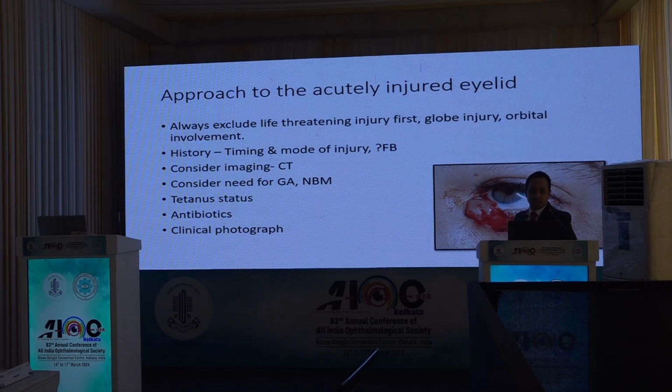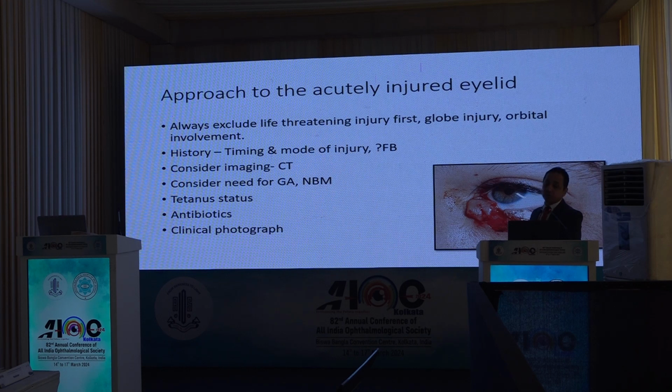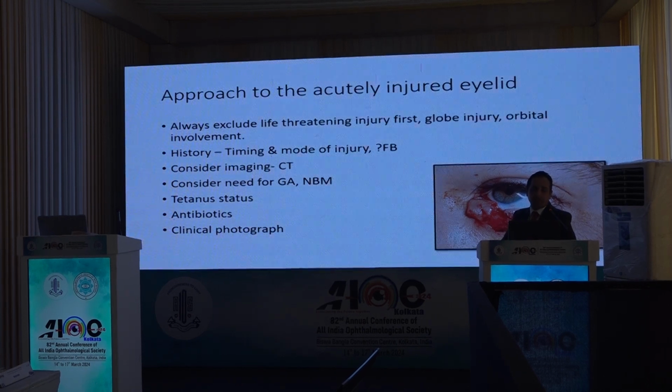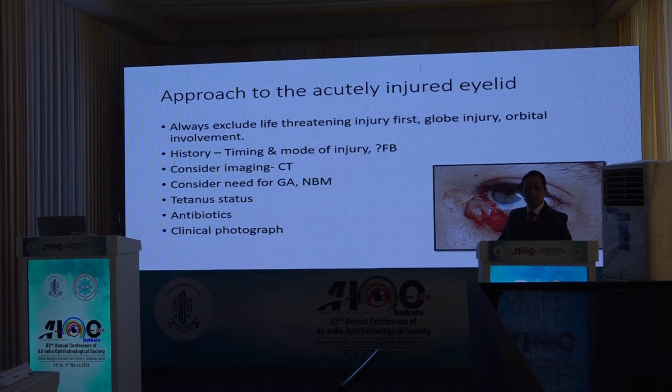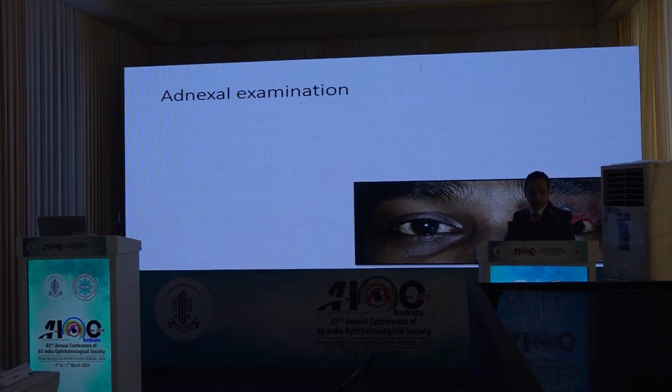Approaching an acutely injured eyelid, the first steps are, as mentioned, exclude life-threatening injuries, presence of globe injury or orbital involvement. A thorough history allows you to find out the mode of injury and suspect foreign bodies. In that situation, keep a low threshold for imaging, which is in most cases a CT scan. Some cases, more complex ones and those involving critical structures, may need general anesthetic, and appropriate arrangements need to be made for that, apart from tetanus prophylaxis and antibiotics. And this is a good time to take a clinical photograph if possible.